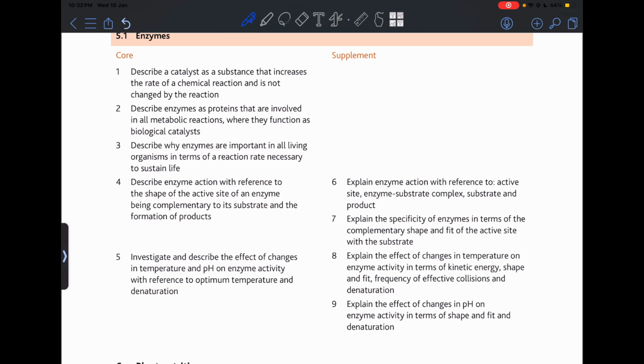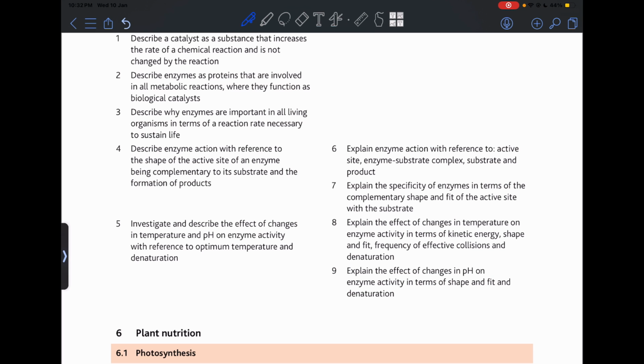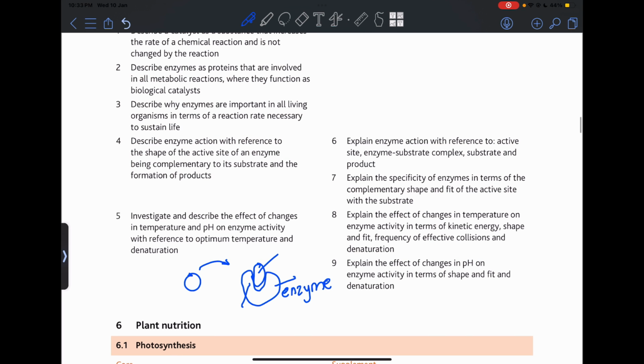Now number 4 says describe enzyme action with reference to the shape of the active site of an enzyme being complementary to its substrate and the formation of products. So you have to know how enzyme action works, and talk about the active site shape. Enzymes work by binding to the substrate shape. For example, if you have a piece of fat, the enzyme for fat will look like this, and this piece will bind over here. This area that it binds to is the enzyme, and this piece, the circle, is the substrate. This is the thing that is being broken down. You have to know that the enzyme has to be in complementary shape, which means the shape of the substrate has to fit into the enzyme in a complementary manner.